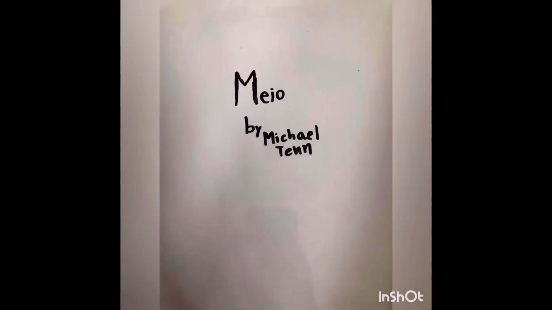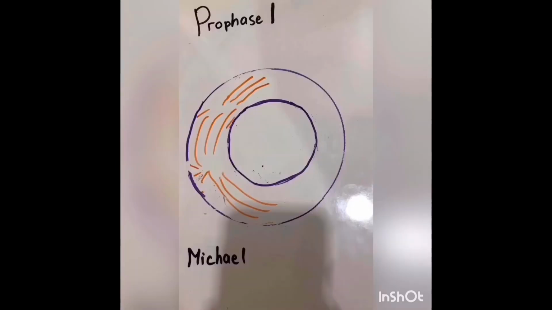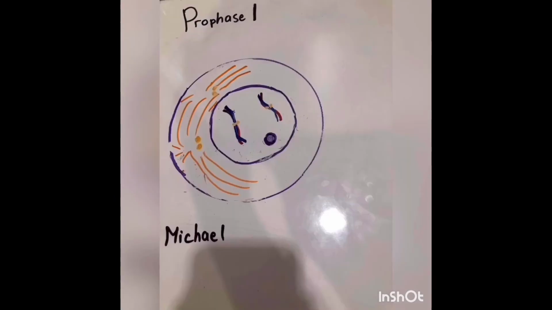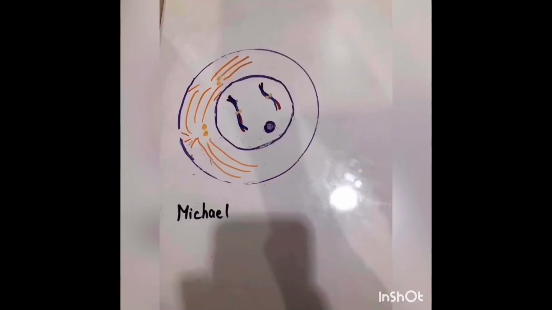Meiosis is a process where a single cell divides twice to produce 4 cells. These cells are sex cells. Meiosis 1 has 4 phases. Homologous chromosomes pair up in the process of crossing over.